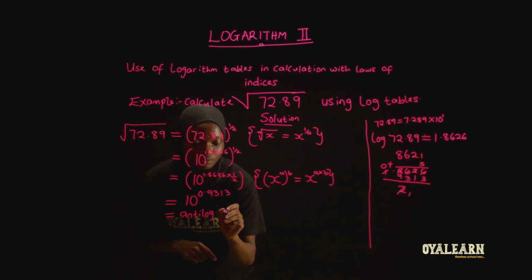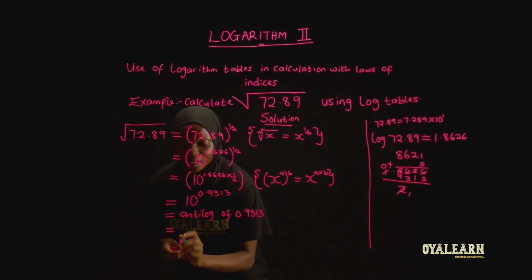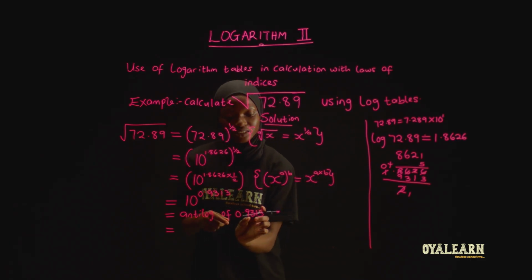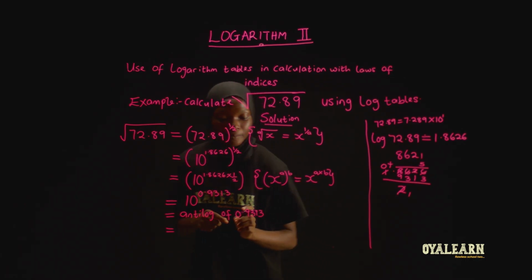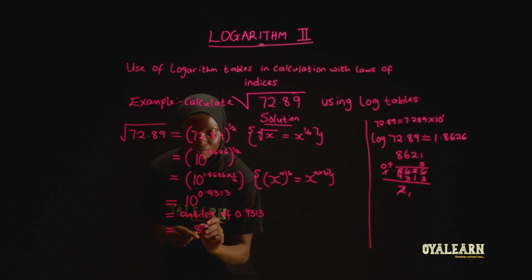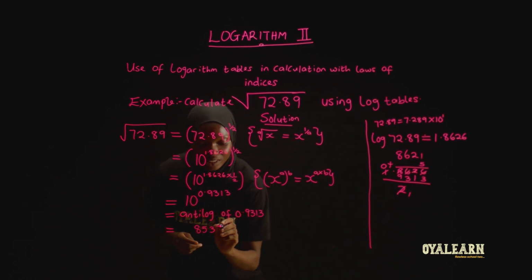Now to find the antilog of 0.9313, we only check the decimal part, that is 9313, under the antilog table by reading 93 under 1. 93 under 1 would give 8531. Then difference 3 gives 6. 8531 plus 6, we have 8537.